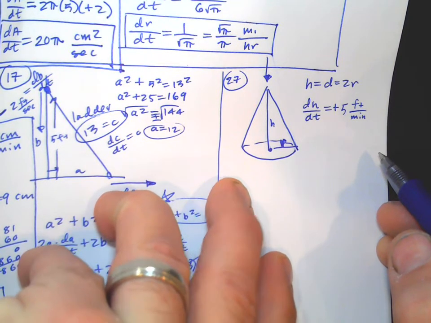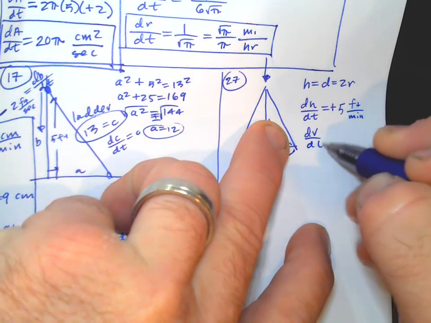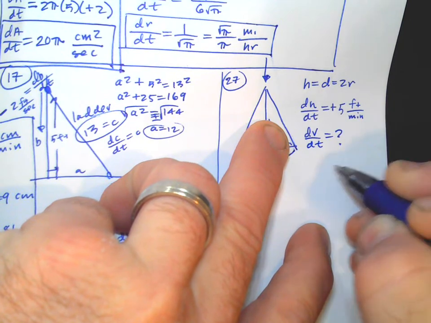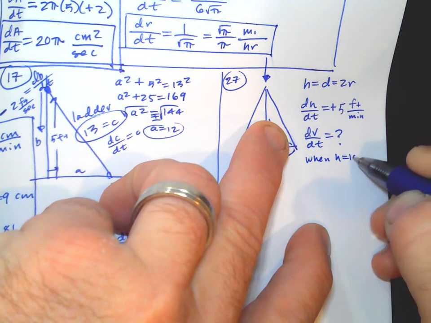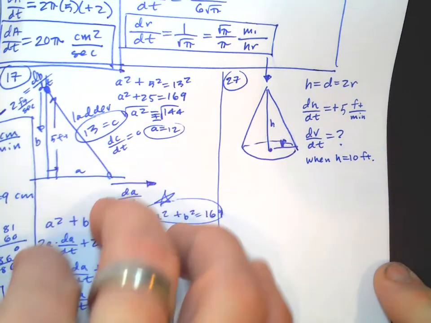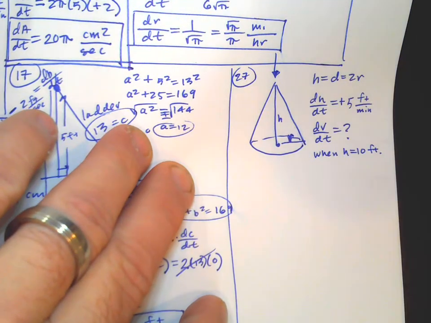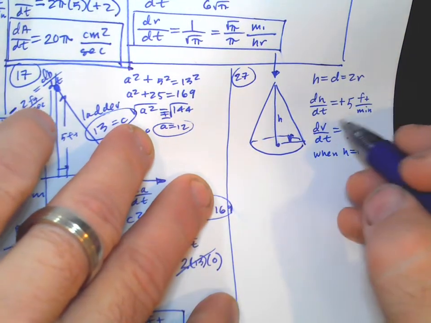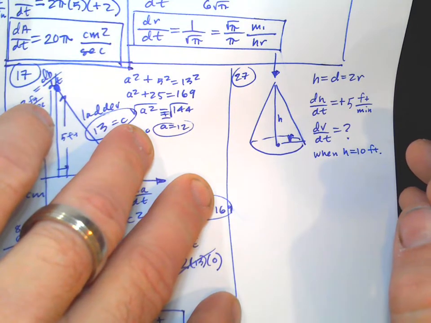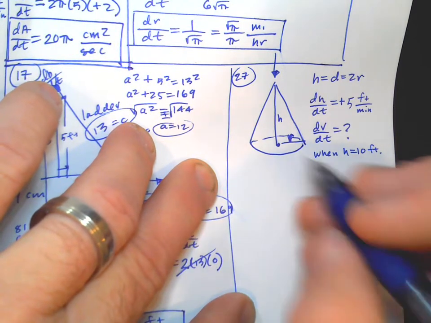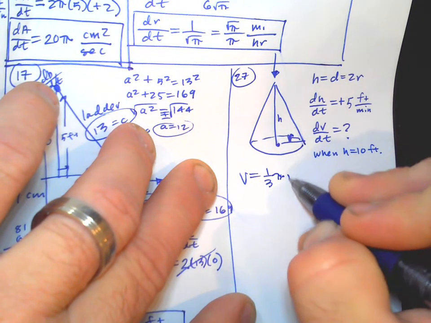What rate is the sand pouring down the chute? So the sand pouring is volume. So we're looking for dV/dt when the pile is 10 feet tall, 10 feet high. Okay, so that's all the information right there. So we're trying to find dV/dt. So we need a relationship between the volume, h, and maybe r. And so the volume of a cone is 1/3 pi r squared h.